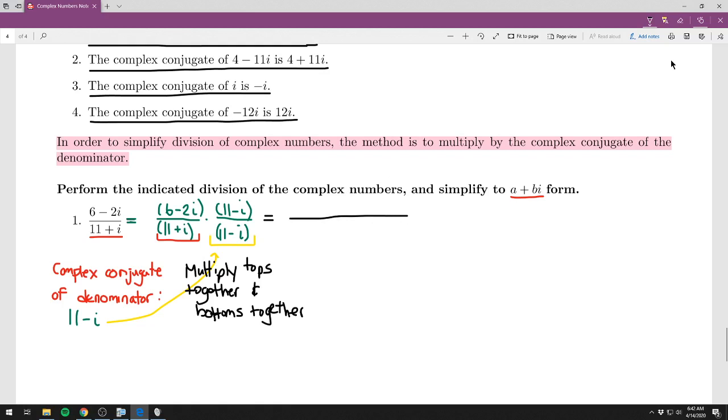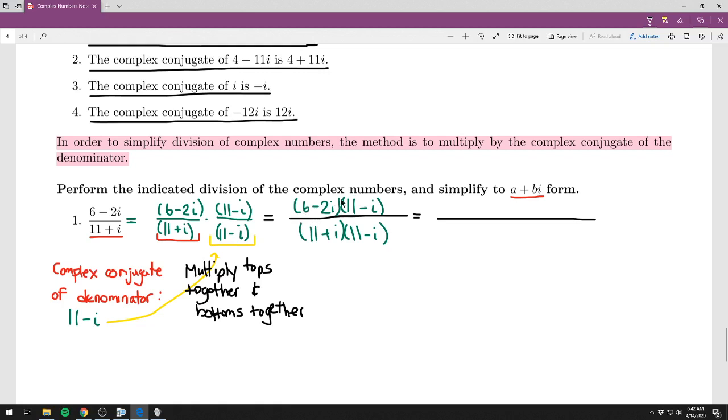So I'm just going to start by having it separated to make it more clear what we're doing. The tops, we have 6 minus 2i and 11 minus i. We're going to multiply those together. The bottoms, we have 11 plus i and 11 minus i. And we just saw above, the way we multiply complex numbers is FOIL them out. Especially this first step, it's going to look long. Just take your time, make sure you don't rush through it.